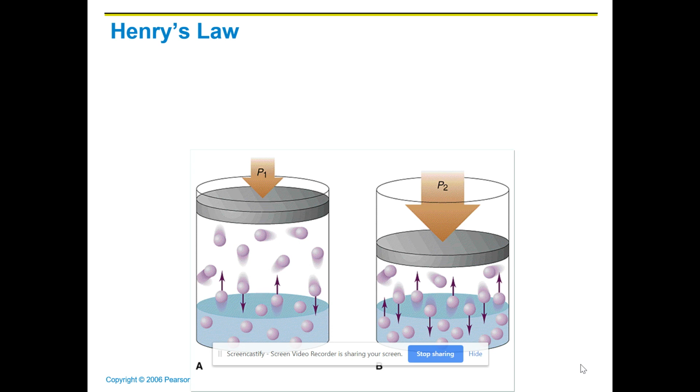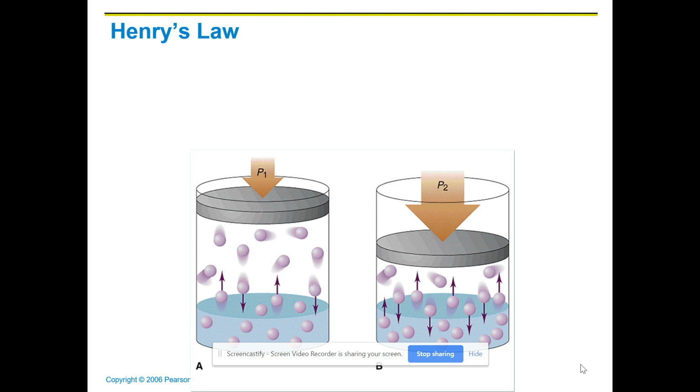Henry's law talks about gases dissolved in liquids. Look at the situation here. We have a chamber with gases in it. It's also got a liquid in the bottom. As the gases bounce around, sometimes they hit the surface of the liquid and become dissolved in it.